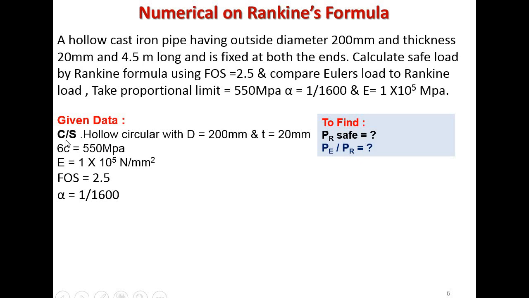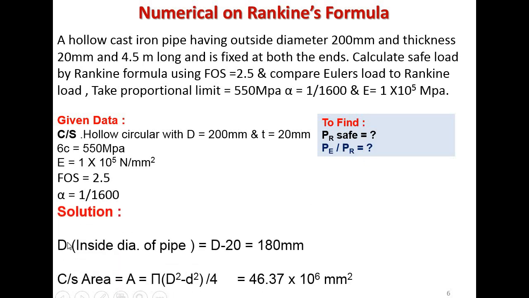That is the limit of compressive strength. E equal to 1 into 10 raised to 5 Newton per mm square, that is Young's modulus. Factor of safety is given as 2.5 and Rankine constant alpha is given as 1 by 1600. And according to the statement, we need to find out the Rankine safe load, and we need to compare Euler's load and Rankine load. So we'll compare by taking the ratio.